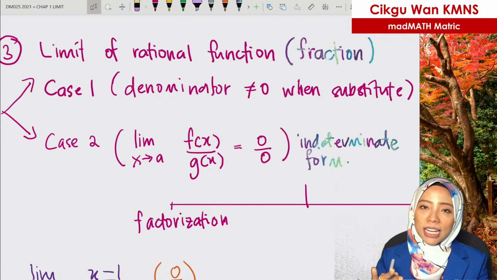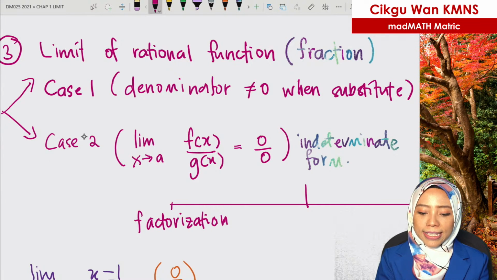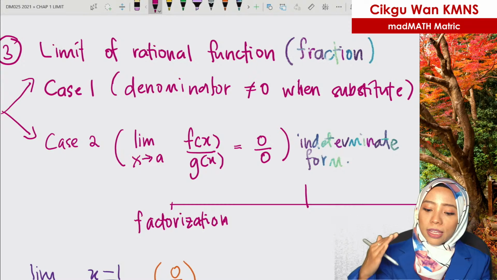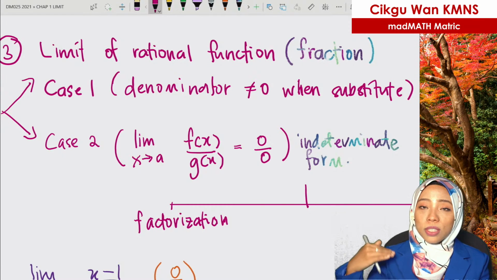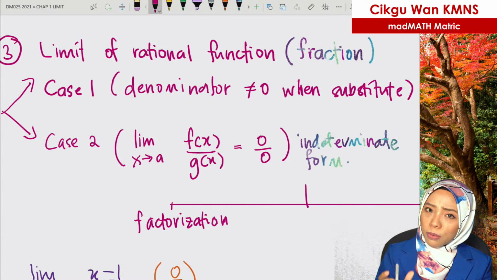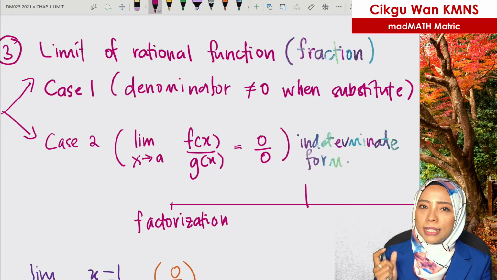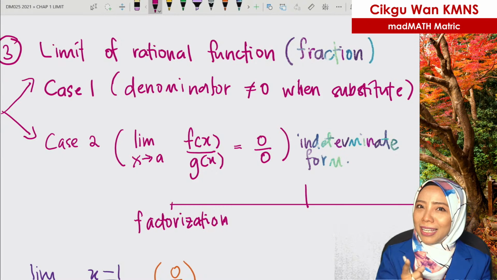So that one has no problem, straight away you substitute. But there is the second case, where the rational function, when you substitute at the numerator, will give you 0, and when you substitute at the denominator, it will give you 0 as well. So that is 0 over 0, which is basically an indeterminate form.